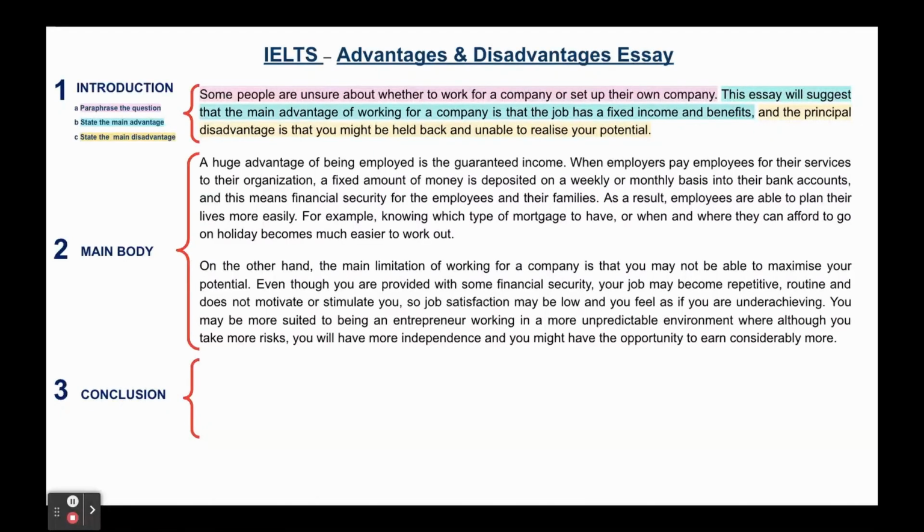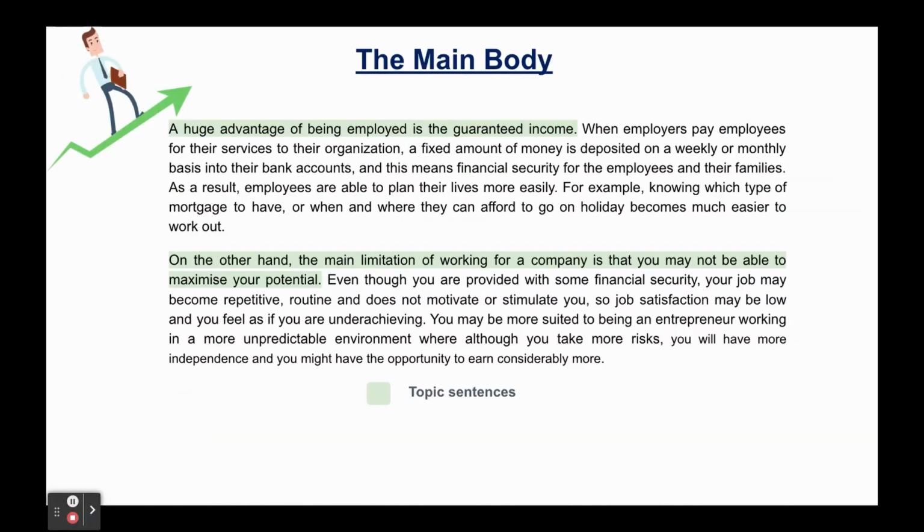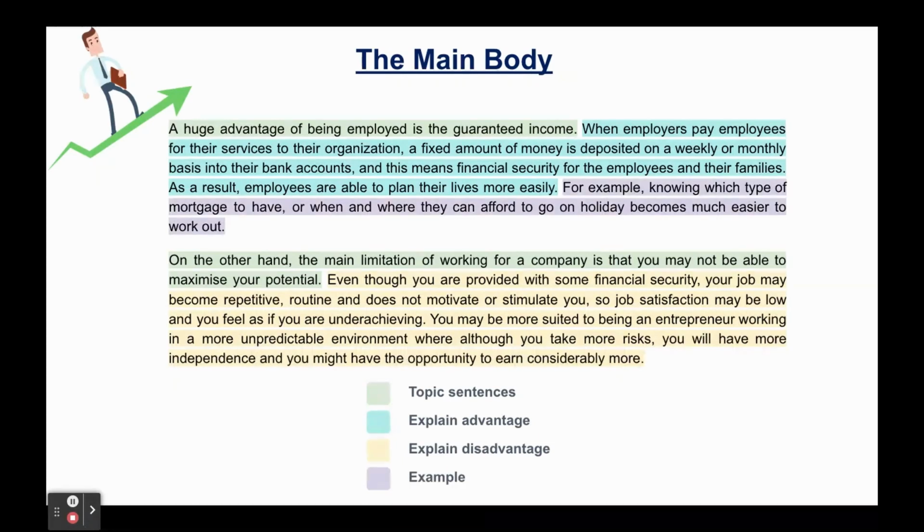Okay, so moving on to the main body, you can see that there are 2 paragraphs. Now, both paragraphs start with topic sentences, and the top paragraph looks at the advantages of being employed, and the bottom paragraph looks at the disadvantages. Also, you can see that an example has been included to support what you're saying, and it's very important to include at least one example in your essay.